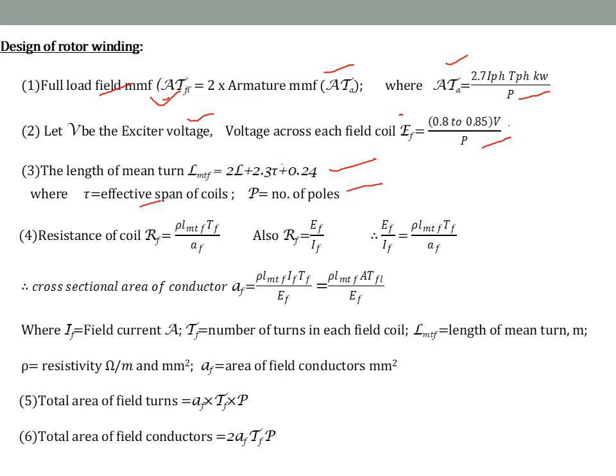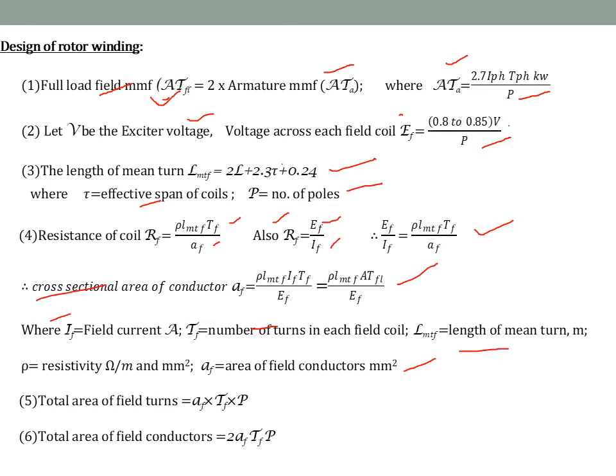Now the resistance of the coil RF is given as rho LMTF TF by AF. Also RF is given as EF by IF. So equating these, the cross-sectional area of the conductor AF is found out using this equation: rho LMTF ATFL by EF, where IF is the field current, TF is the number of turns in the field coil, LMTF is the length of mean turn, rho is the resistivity in ohm per meter mm square, and AF is the area of field conductors in mm square.